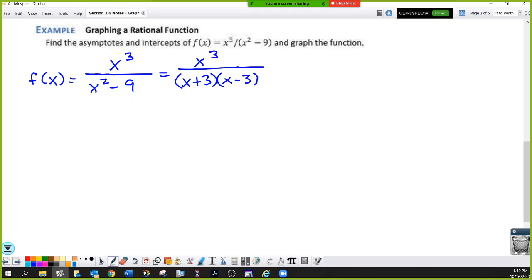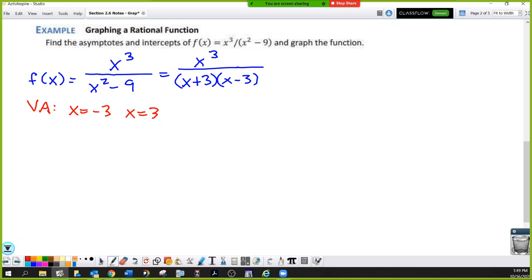There. Cool. We can see the vertical asymptotes very easily. They happen at x equals -3 and x equals +3. All right, all right, all right.